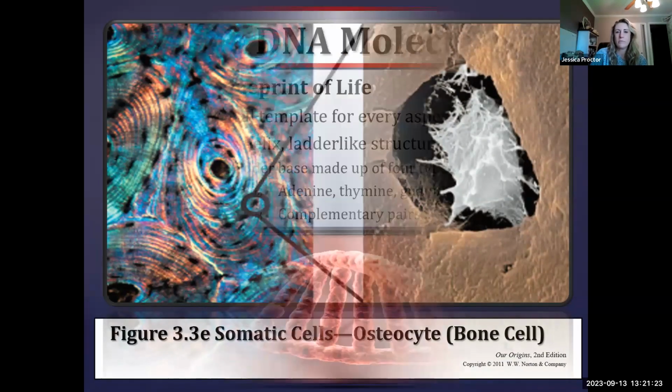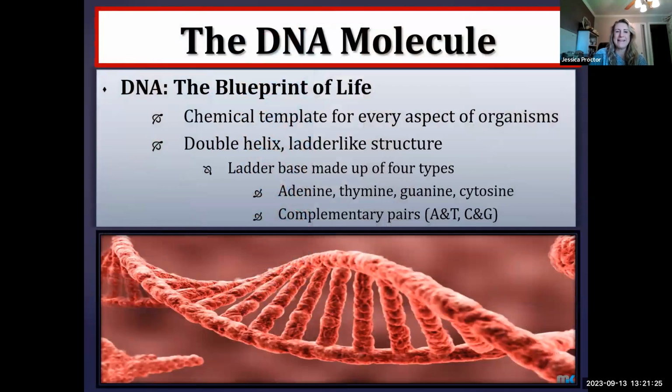All right, let's talk a little bit about DNA. DNA is exceptionally important because it is the blueprint of life. It is the chemical template for every aspect of an organism. In a eukaryotic organism like a human, the DNA is in a double helix ladder-like structure, like the image at the bottom of the slide. It's like a ladder that's all twisted up.